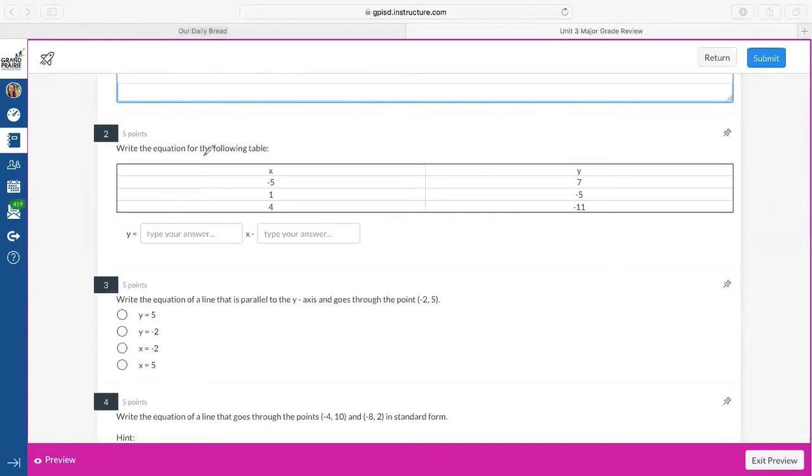So let's go ahead and do number 2. Write the equation for the following table. So this is in the format of y equals mx plus b. So we need to find the slope and we need to find the y-intercept. How do I find the slope of a table?